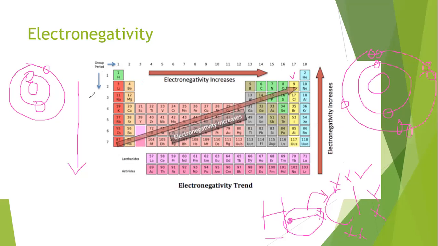In contrast, down the group, the number of shells is increasing. Due to the increase in the number of shells, the shielding effect is increasing. Attraction of the outermost shell towards the nucleus decreases. Due to that decrease in attraction for the outermost shells, the nucleus feels less attraction towards the shared pair of electrons. So that's why electronegativity decreases down the group.